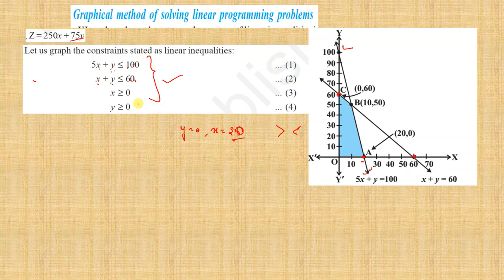And the third is x greater than 0, y greater than 0, which means our solution will be in the first quadrant. Now, for the shading of this inequality, for determining the half plane corresponding to the first equation, we will put 0, 0 here. We will get 0 less than equal to 100, which is true. So the shading of the first line will be towards the origin.